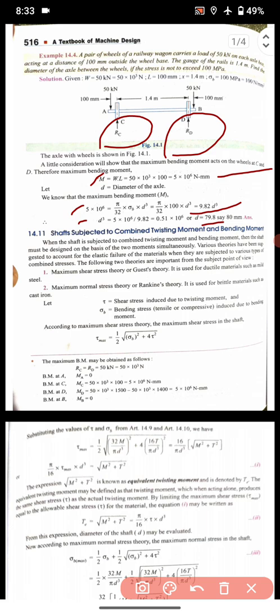Okay, this is a small question for understanding purposes only. Actually, the question comes in the examination as a combination of both.